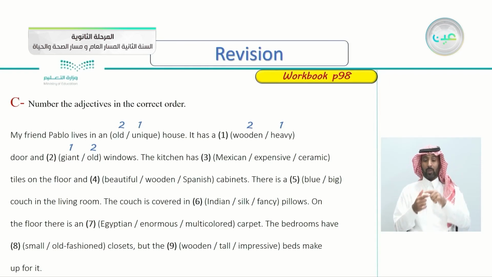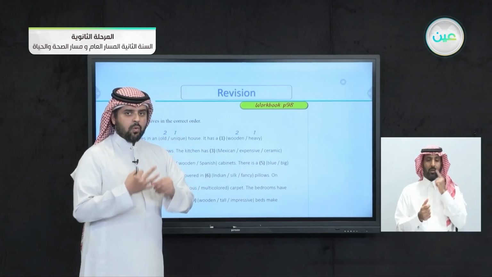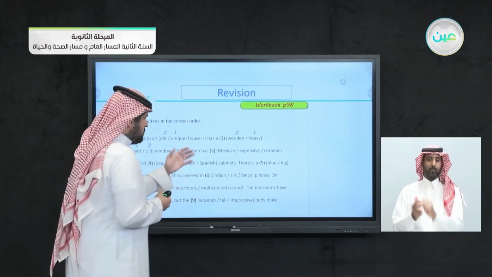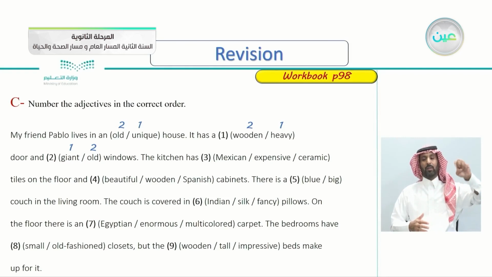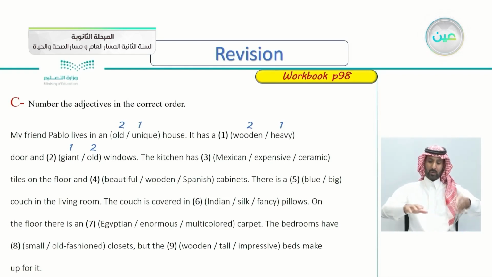The kitchen has Mexican expensive ceramic tiles. So now we have three adjectives, so we have to number them 1, 2, and 3. We are describing the tiles here of the floor. Mexican, nationality, expensive, an opinion, ceramic, material. So which one comes first, and then which one comes number 2 and number 3? Can you put them in the correct order here? Let's see the answer here.